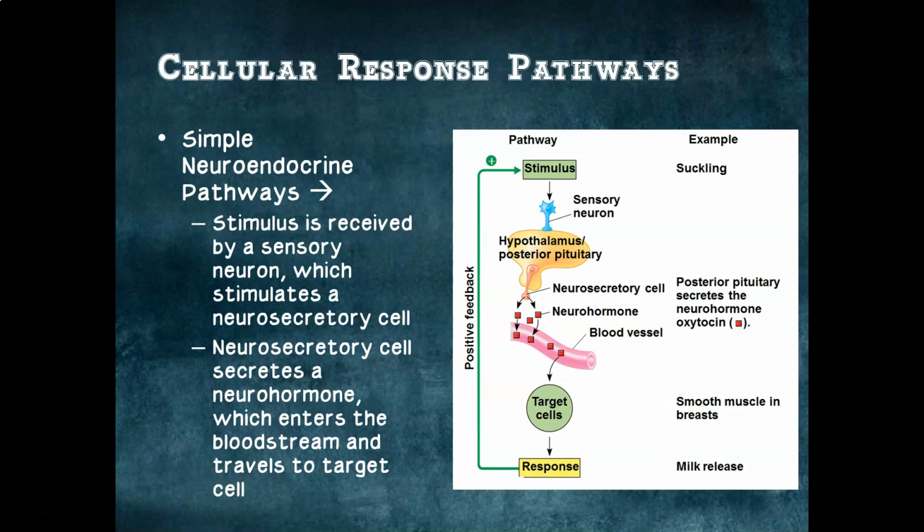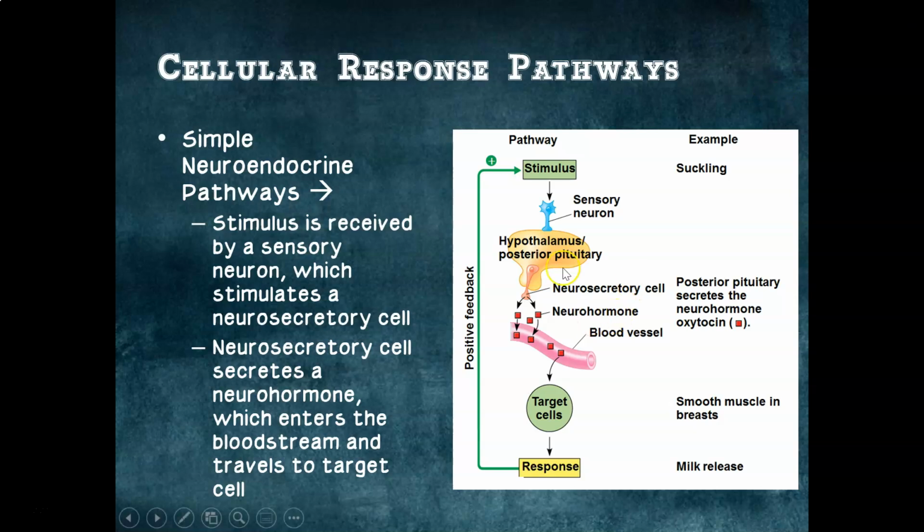We can also look at, rather than it just being simple hormonal, we can talk about simple neuroendocrine pathways. And this particular example here is one that is a positive feedback instead. So here the stimulus is received by a sensory neuron, which is then stimulating a neurosecretory cell to release neurohormones instead of a traditional hormone. That neurosecretory cell releases that neurohormone, which then enters the blood and travels to its target.